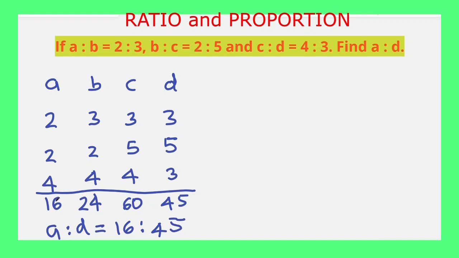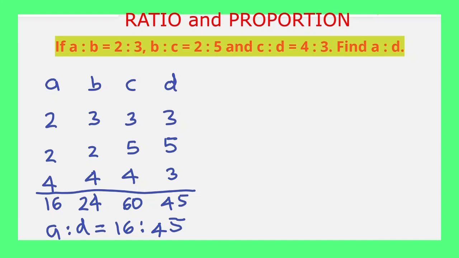Here it has been asked A ratio D, and A ratio D is 16 ratio 45. 16 is this number below A, and 45 is this number below D. As there is nothing common between 16 and 45, so our answer is A ratio D is 16 ratio 45.